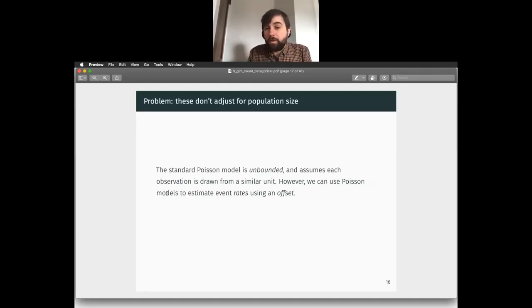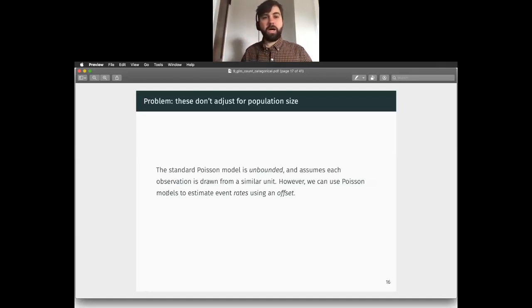And we can. What we can do is use what's called an offset term. This is also called an exposure term. McElreath calls it an exposure term, and I think that intuitively makes sense, right? How much exposure is there to the event in the population of interest, how often could the event occur. But in R, you'll often see it called an offset term.